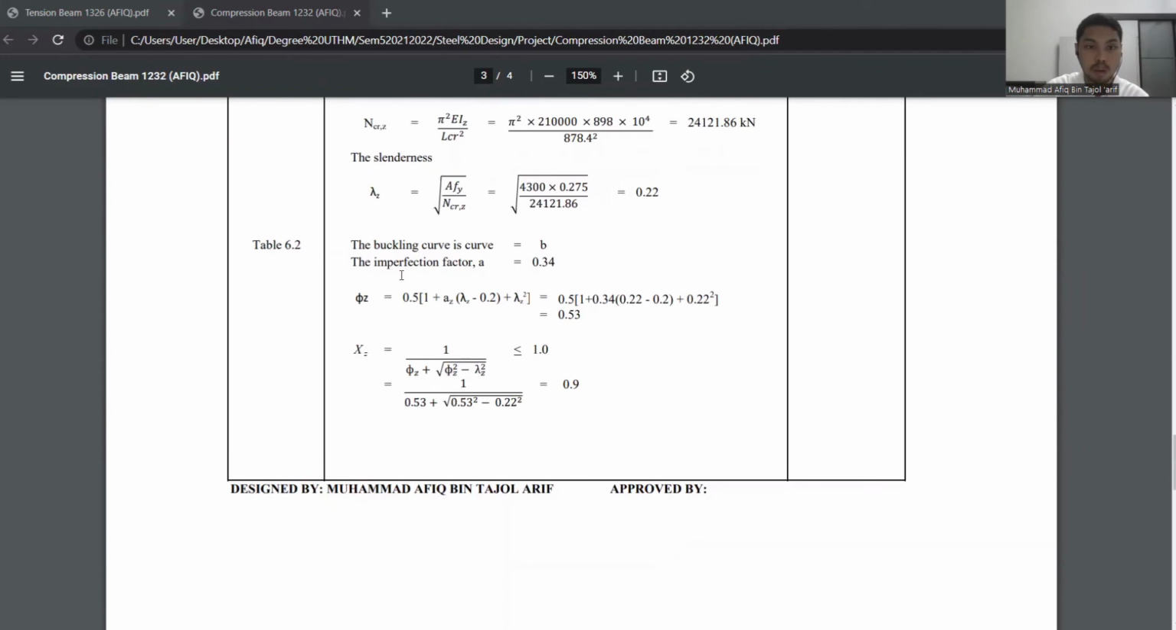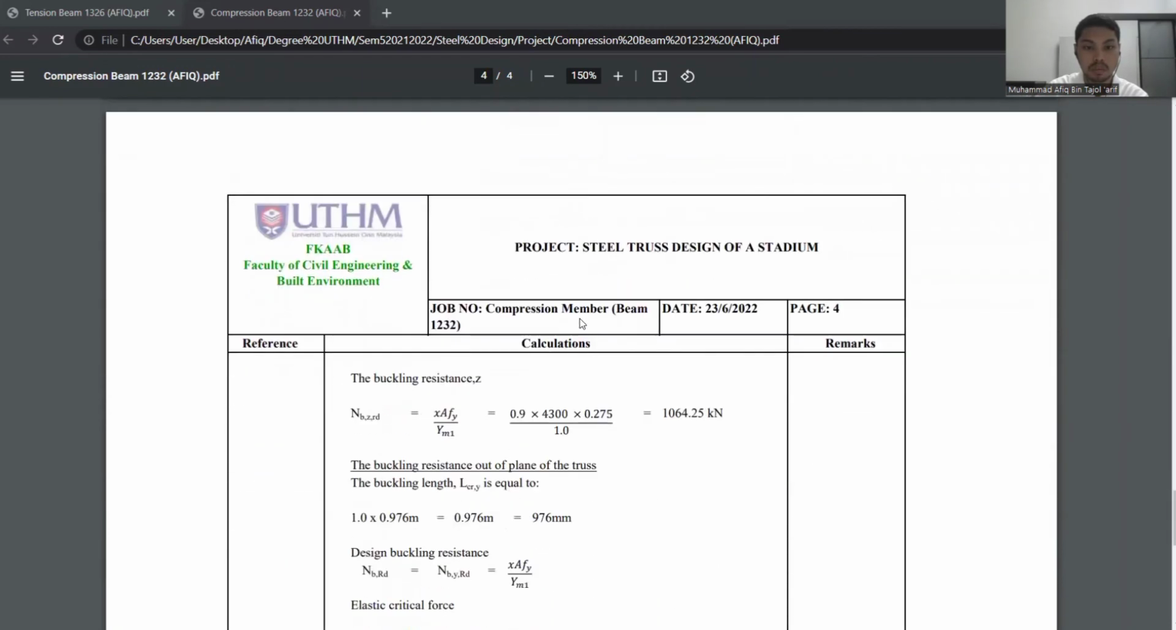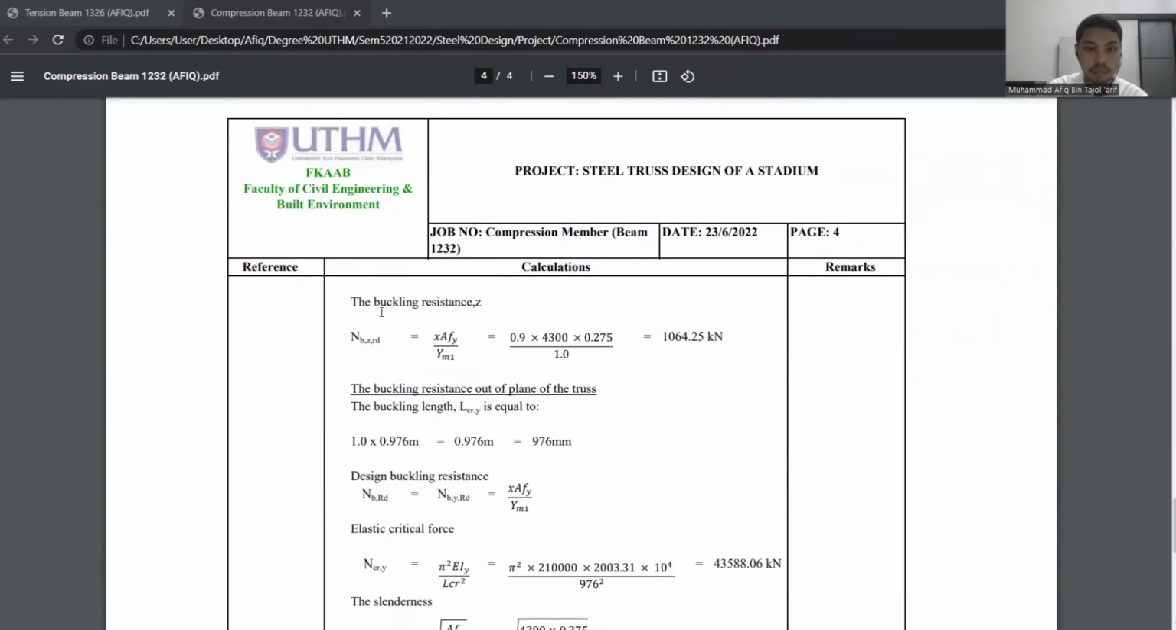Referring to table 6.2, the buckling curve obtained is curve B and the imperfection factor is 0.34. Then the phi z is 0.53 and the chi z is 0.9. Then for the buckling resistance Nb,z,Rd, we got 1064.25 kN.